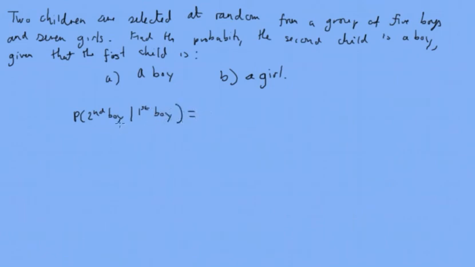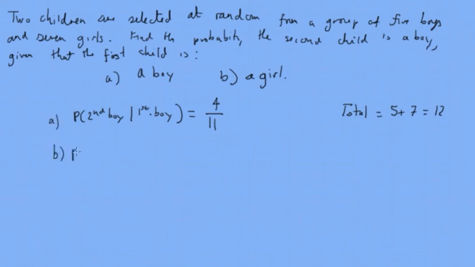So the total number of children is 5 add 7, which is 12. But when we come to the second selection, we're going to have one less. One's already been picked, so we're going to have 11 children. Now, if the first child was a boy, that means there's only going to be 4 boys left over. So the probability of the second being a boy must be 4 out of 11. So that's the answer to A.